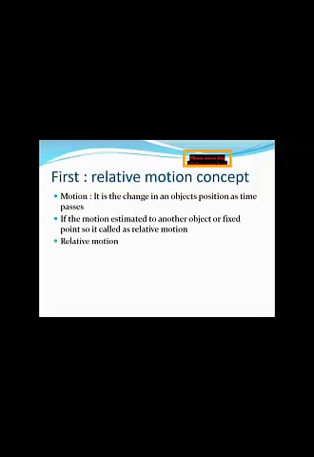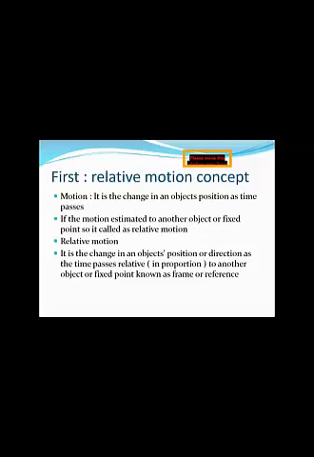So the definition of relative motion is a change in an object's position or direction as time passes, relative to another object or a fixed point, which is known as the frame of reference. The frame of reference is a fixed point or another object. This is the definition of relative motion.